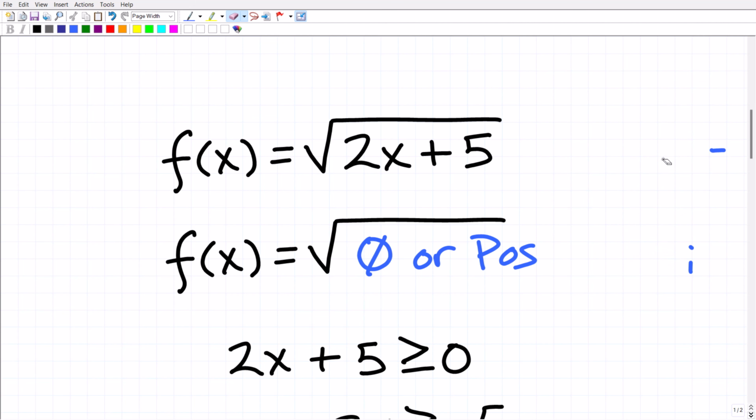All right, so what we want to do here is figure out underneath this square root when 2x plus 5 is 0 or positive, right?